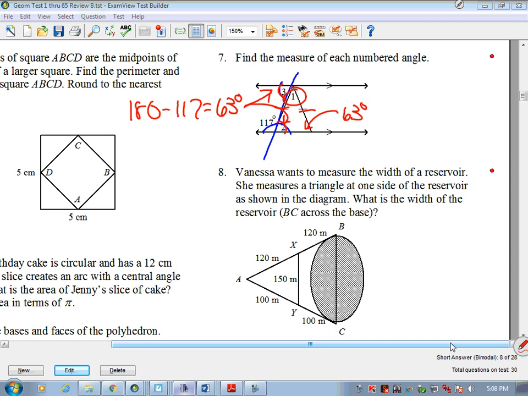We're going to take 63 times 2, or 63 plus 63, and 60 and 60, let's see, would be 120. So I should get 126. So I'm going to subtract 126 from 180. I'm going to get 54 degrees for angle 1. So 63, 63, and 54 are my angles there. Okay.